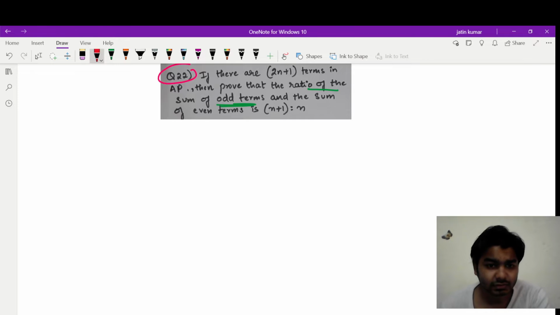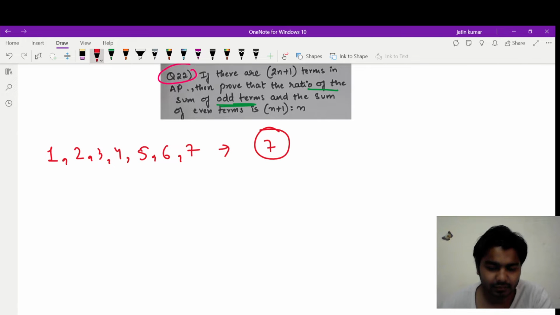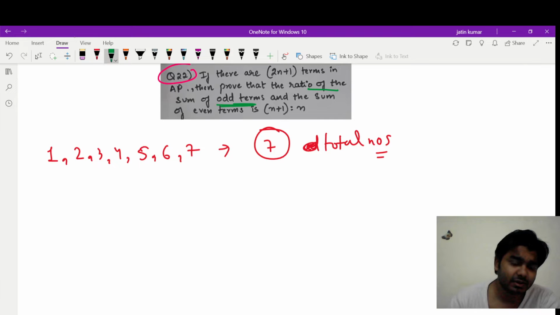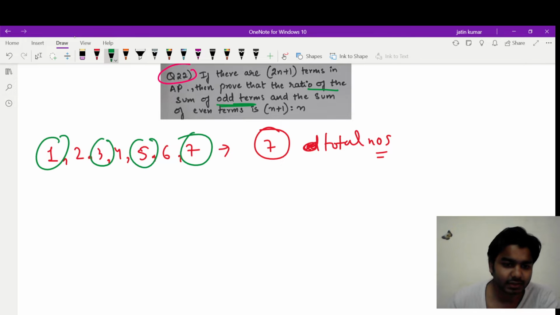Now before doing this question, we have to understand one concept here. If we have a total of, say, 7 numbers, 7 is an odd number. If we have an odd total of numbers, and I ask you how many odd places are there in this series, you will say 1, 3, 5 and 7. So 4 odd places.